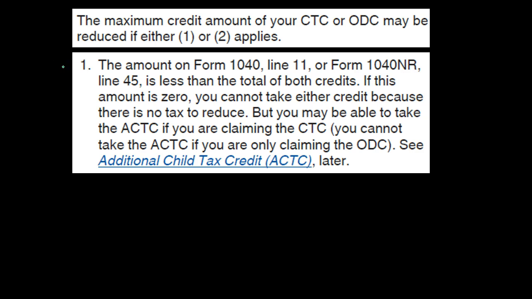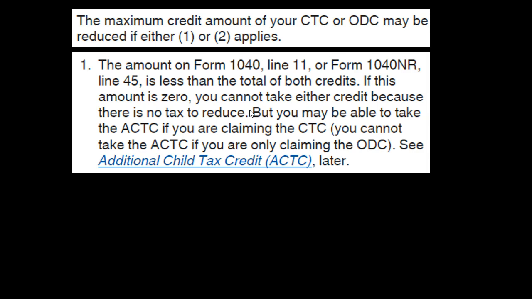The amount on Form 1040, line 11, or Form 1040-NR, line 45, is less than the total of both credits. If this amount is 0, you cannot take either credit because there is no tax to reduce. So let me just stop there and break that out. What are we talking about? Well, we'll take a look at the line items when we get to the tax return, and we'll be able to see this physically and it'll make sense. But it's basically saying, hey, you can't take a credit if you don't owe any taxes. That's going to be the first thing.